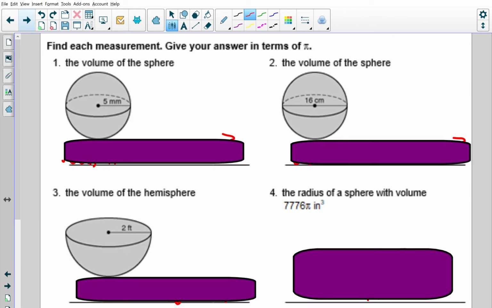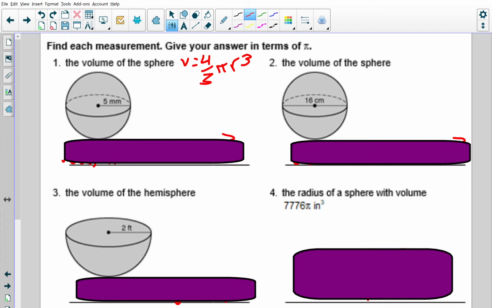The volume of a sphere. I think we did these already. I don't know why. Maybe it's just a bad dream. Have your formula sheet ready. Volume is equal to 4/3 pi r cubed.